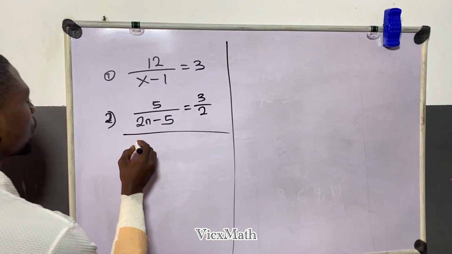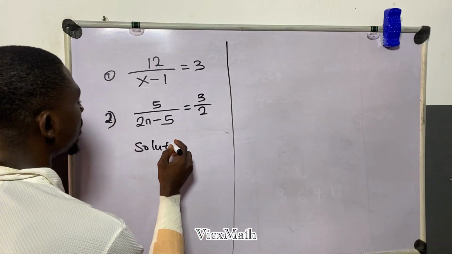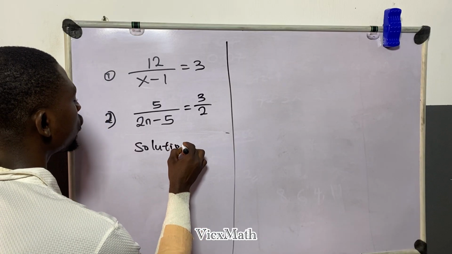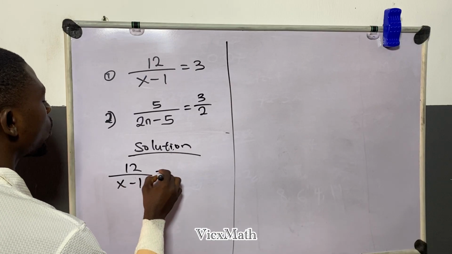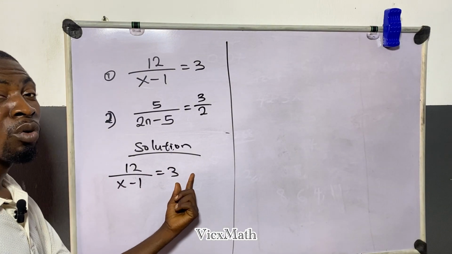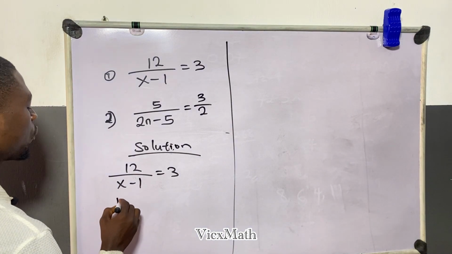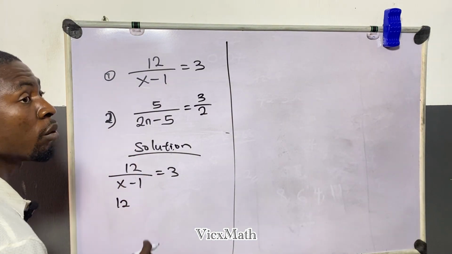Let me write the solution. So we have the solution to the question. First one we have 12 over x minus 1 equal to 3. So when a denominator crosses the equality sign, it becomes what? Multiplication. So you can have 12. You know that it was division. It was a divisor here. So when it crosses the equality sign it becomes what?